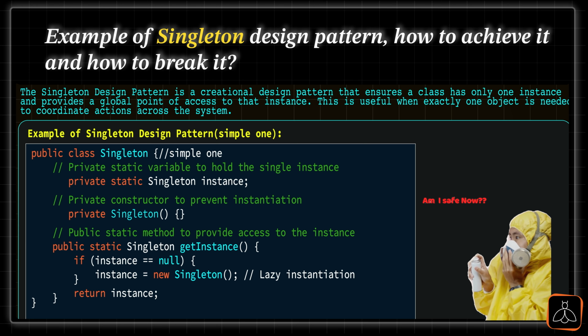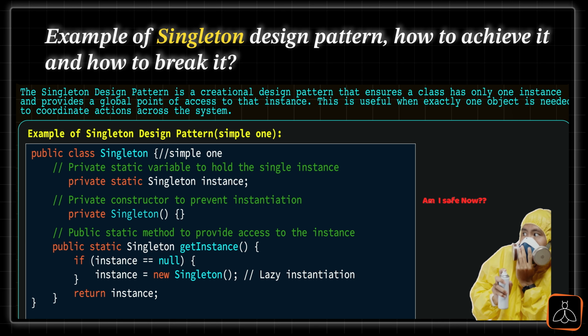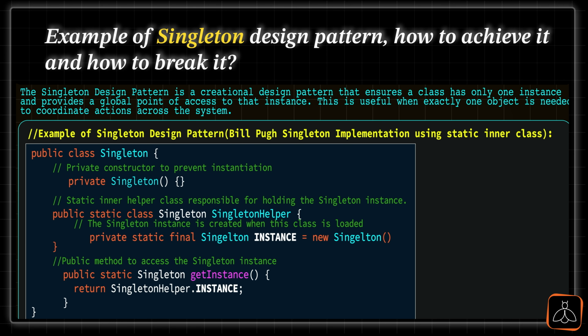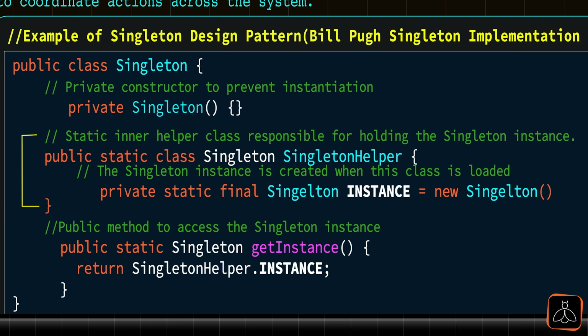To make our Singleton class thread safe, we can declare the getter method as synchronized. So even though multiple threads try to access it, only one thread is allowed at a time and we can prevent duplicate initialization of the Singleton object, right? There is also another way to define a Singleton class using a static inner class, and this is called the Pugh Singleton class. Here the static inner class is responsible for holding the Singleton instance.